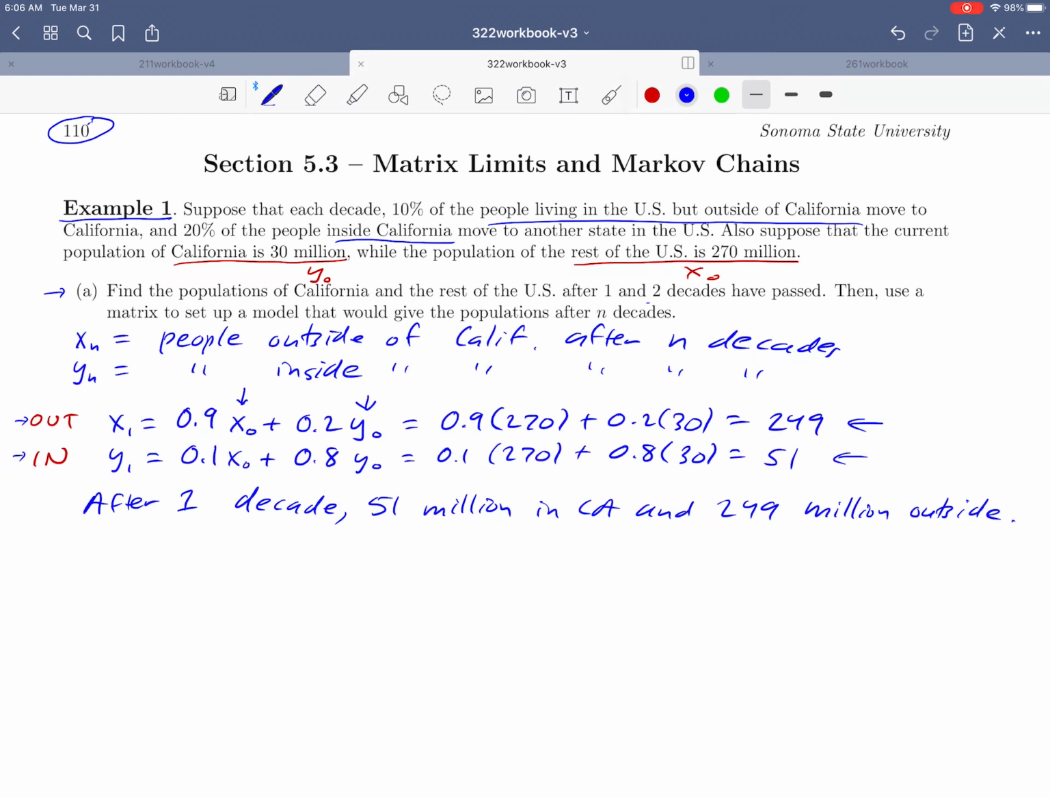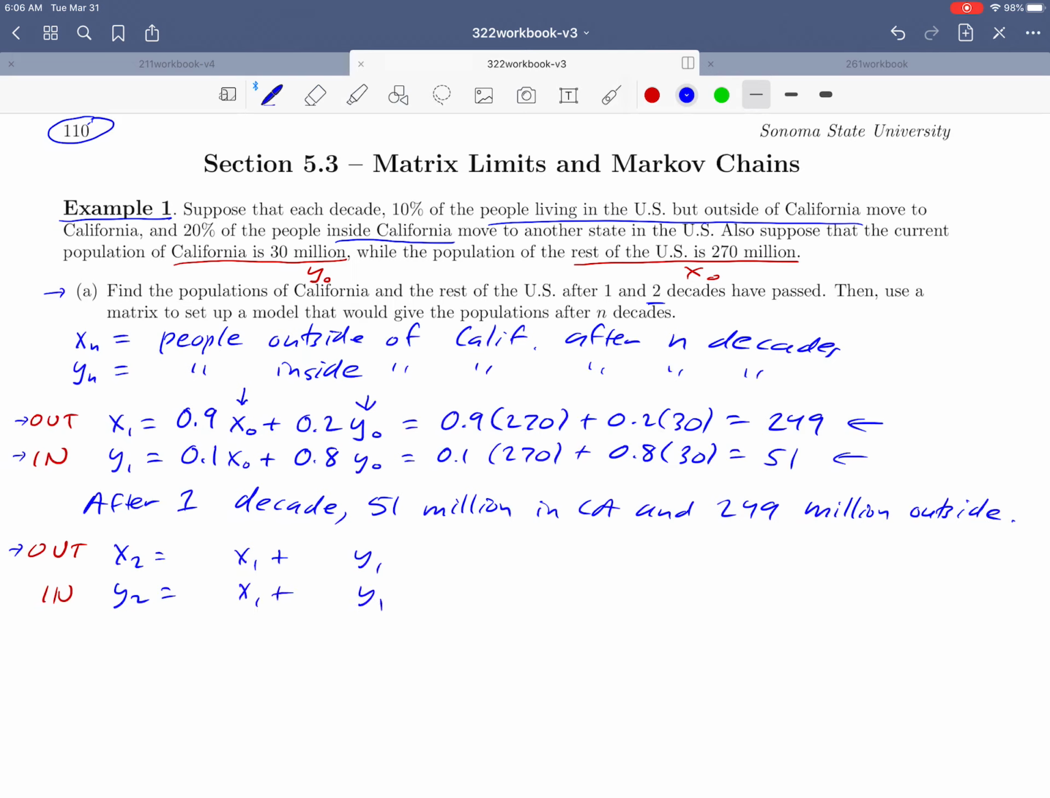The second part of the question is, what happens after 2 decades? The good thing is we're going to repeat the same process. So we're looking for x2 and y2 now. Again, remind ourselves that x represents outside and y represents inside, and the same situation is true. Those people who were outside of California after 2 decades can either come from people who were already outside after 1 decade or who were inside after 1 decade. And the same is true of y2.